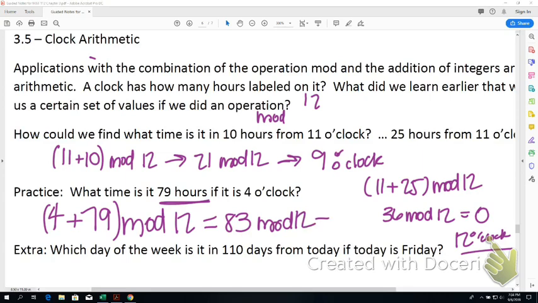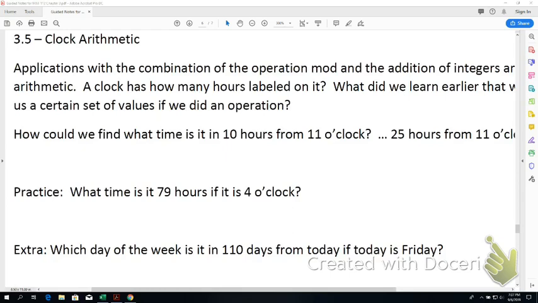So you could practice a little bit. It would be 11. So this would be 11 o'clock. So when you want to know how many hours in the future you're going to have, or what time it would be, think mod 12 if you're reading the clock for these problems.